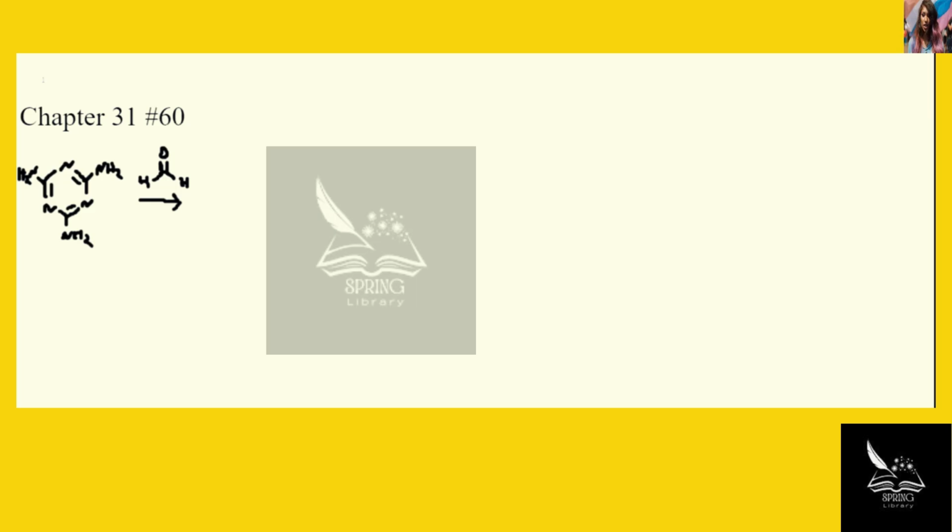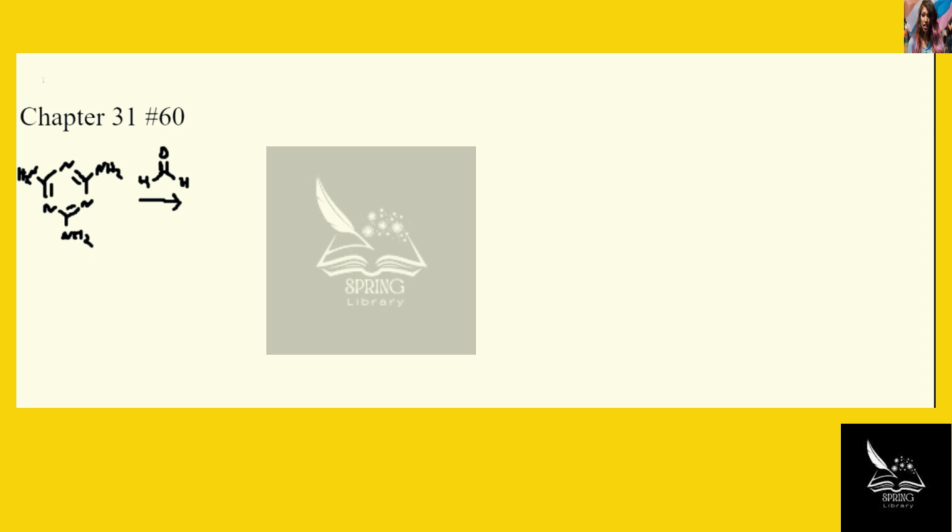This is the answer to Chapter 31, problem number 60 from the Smith Organic Chemistry textbook. This problem talks about melmac, which is a polymer. We're told that it's formed from melamine and formaldehyde, and we're asked to draw a stepwise mechanism for that synthesis.